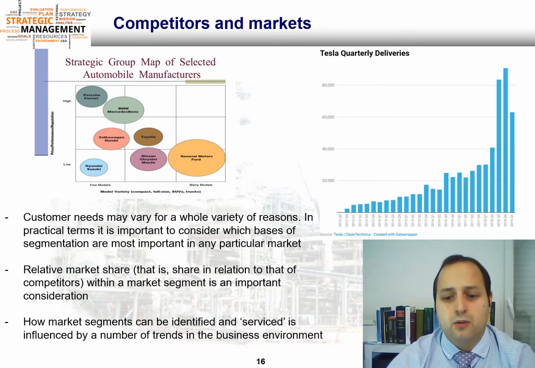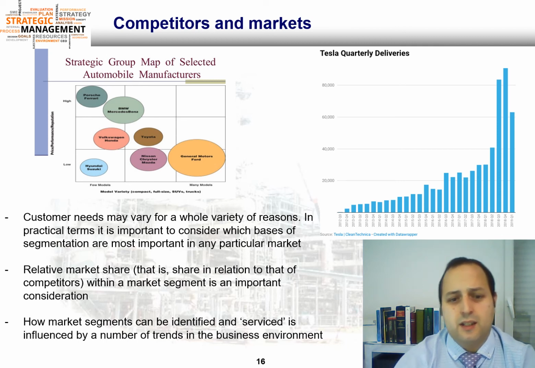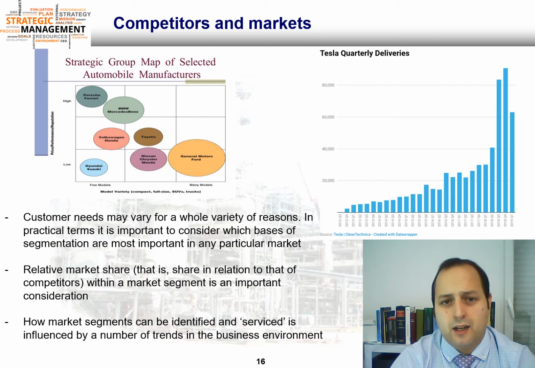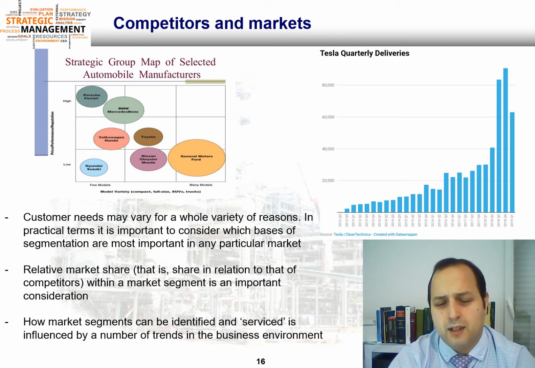One of the things to consider when we perform a market segmentation, as we have seen in the McDonald's video, is that customers' needs may change for a whole variety of reasons. In practical terms, it's important to consider which basis of segmentation is most important in any particular market. For example, it's not the same to perform a market segmentation of McDonald's, as we have seen, as a market segmentation of a luxury restaurant in your city, for example.